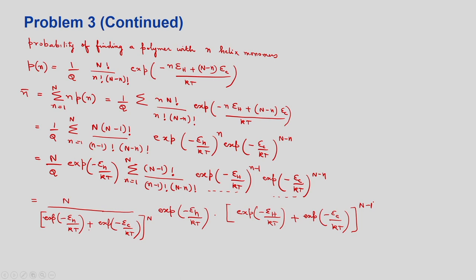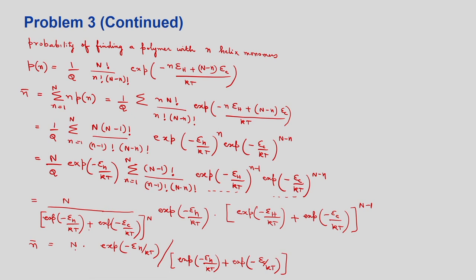Okay. So now you have three expressions. So we can cancel out the denominator with the numerator. So only one term will remain. So it will be simply n bar is equal to n into exponential Eh by kT. Then it is n and n minus 1, so only the exponential term will be there. Okay, so we come up with the average value fraction for helix polymers.